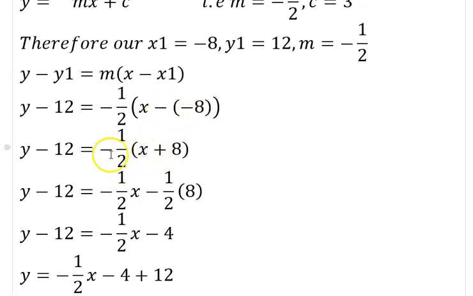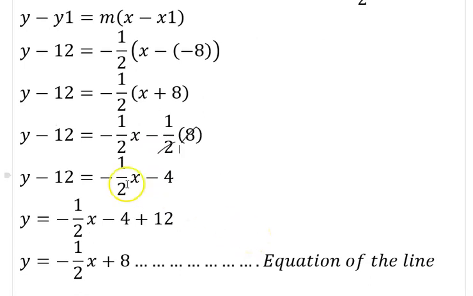If you open up this bracket, minus 1 over 2 times x gives us minus 1 over 2 x. Then minus 1 over 2 times 8: 2 into 8 gives us 4, so we are left with minus 4 here. This is it. Minus 4. Beautiful.